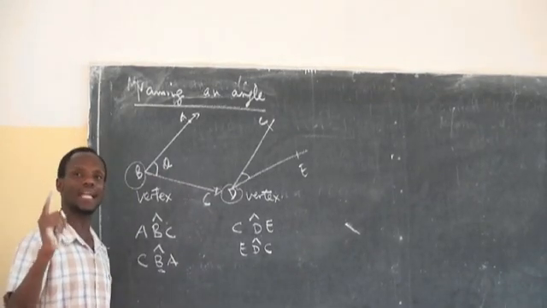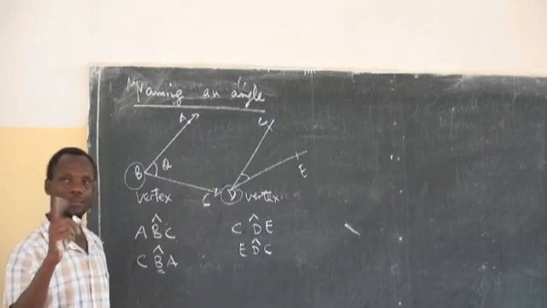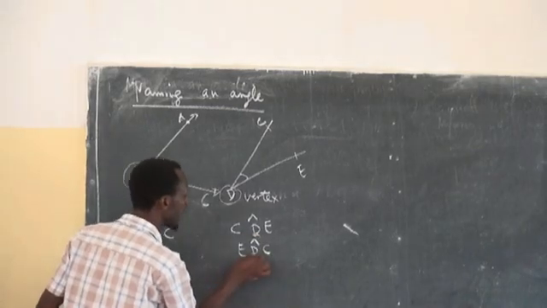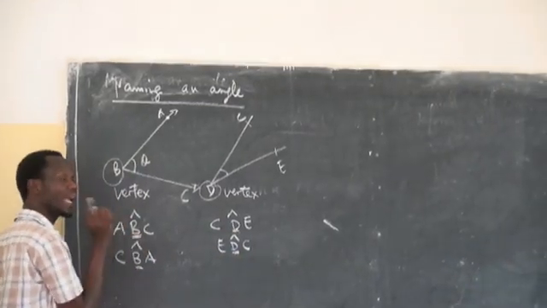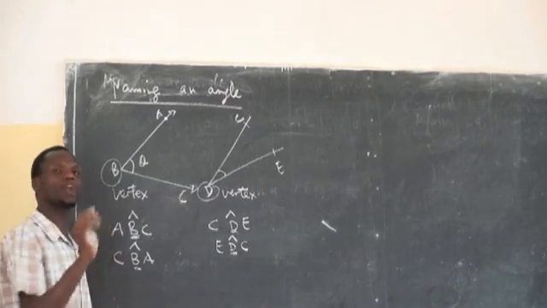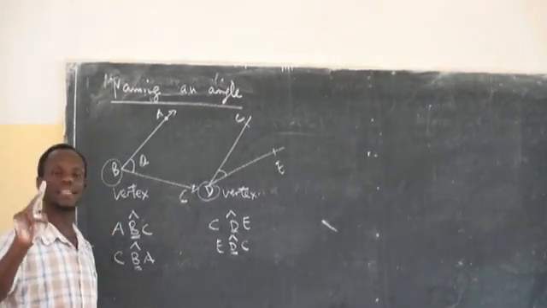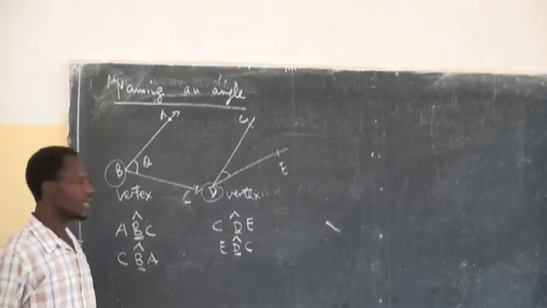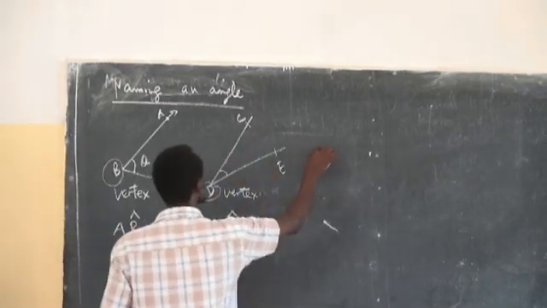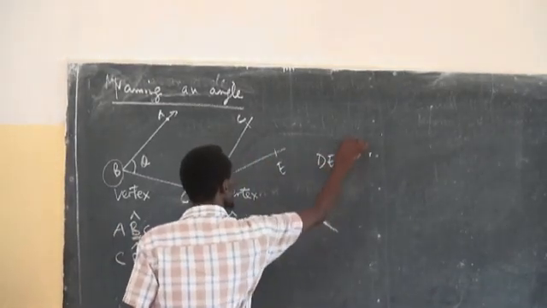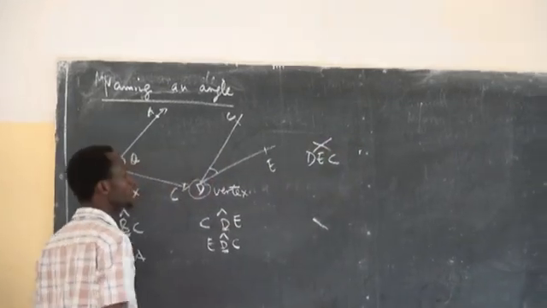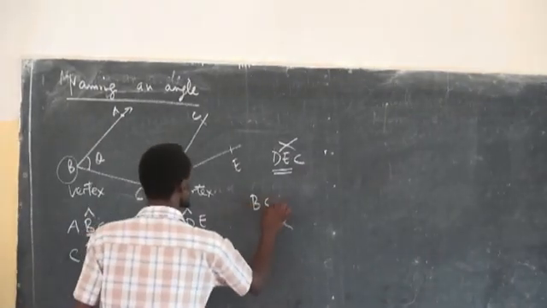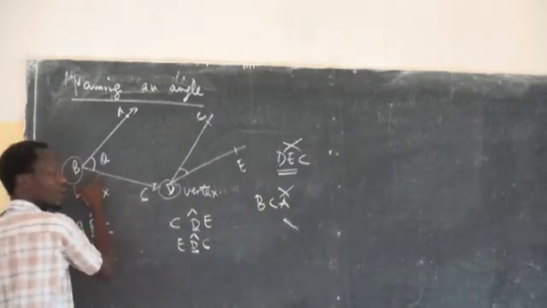The main point you have to understand in naming an angle is very simple: the letter at the vertex should be written in the middle, between those 2 letters. It is totally wrong to say this is DEC. This is not this angle; maybe you're talking about the other angle. And it is also not possible to say BCN. This is not the angle that we're talking about.